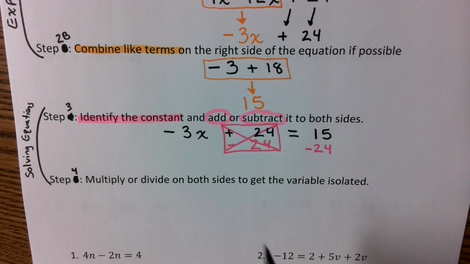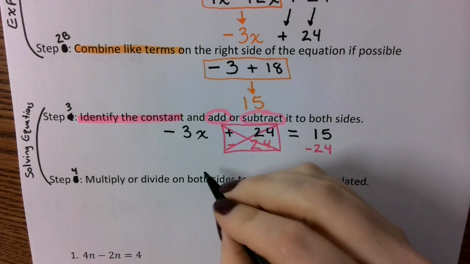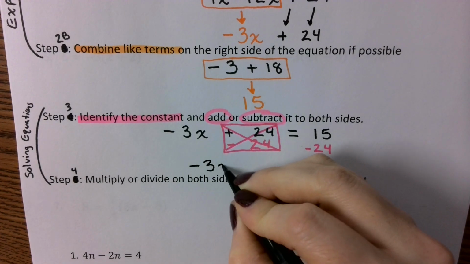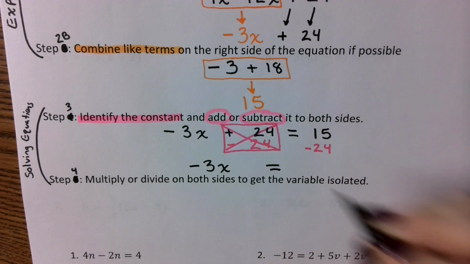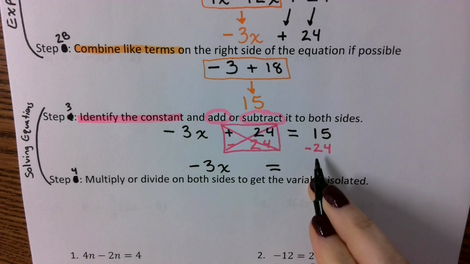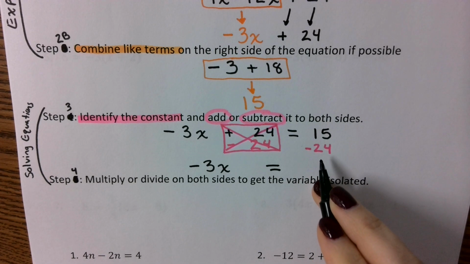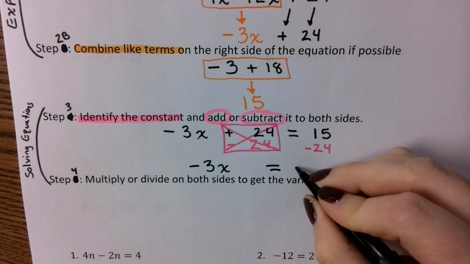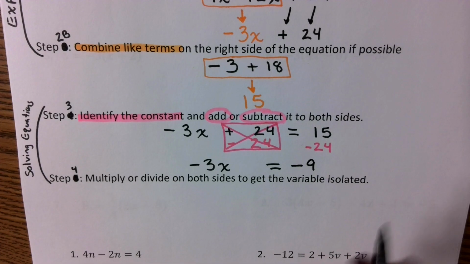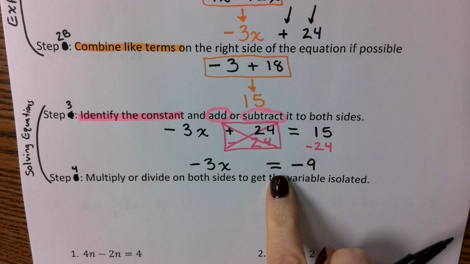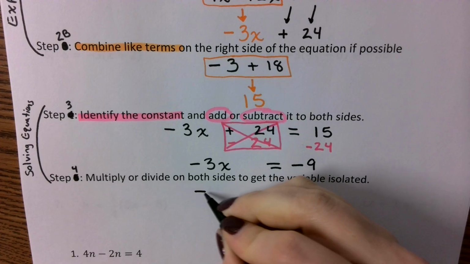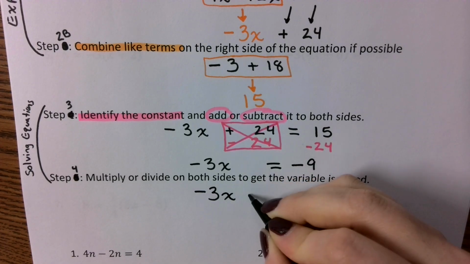Okay, so we get -3x is now equal to, we're going to do 15 minus 24. 15 minus 24, Jordan? -9. So we get -3x is equal to -9. I'm going to rewrite that down here in my step 4 process.